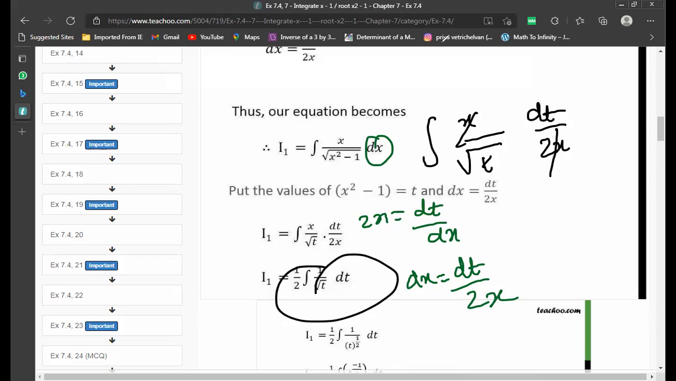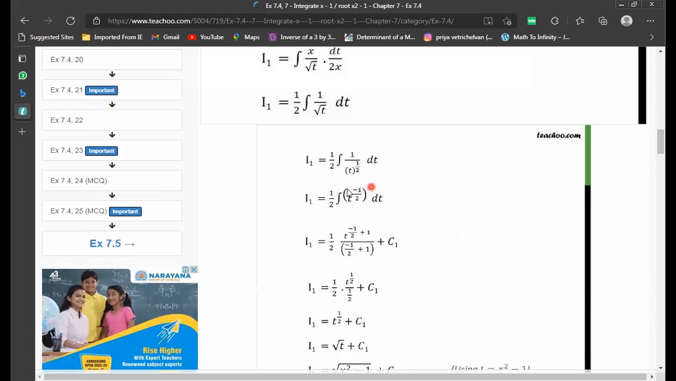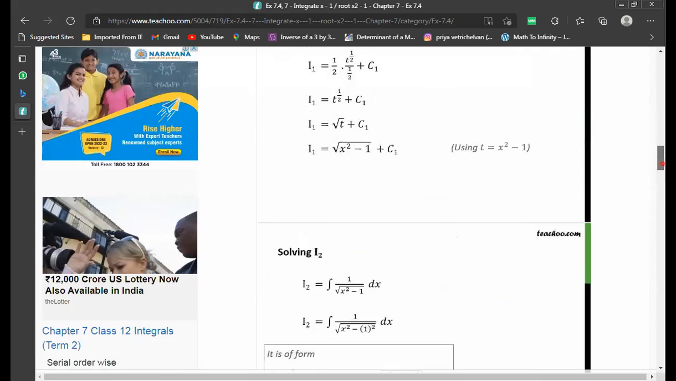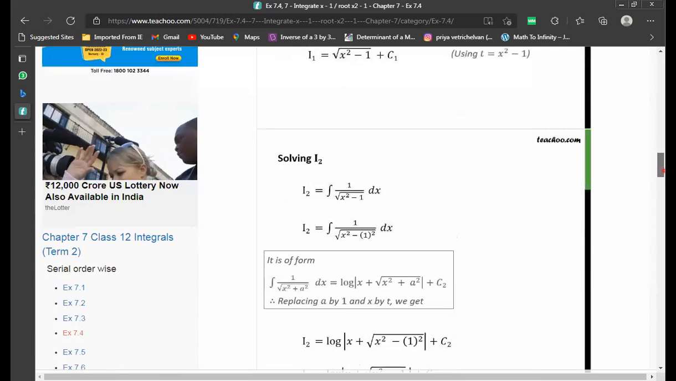So write square root of t as t power 1 by 2. Take it to the numerator. It will become t power minus 1 by 2. So when you integrate, t power minus 1 by 2 plus 1 upon minus 1 by 2 plus 1 will become t power 1 by 2 upon 1 by 2. So t power 1 by 2 can be written as square root of t. And what is t? t is x square minus 1. Putting back. Okay. So let's solve the integral 2.